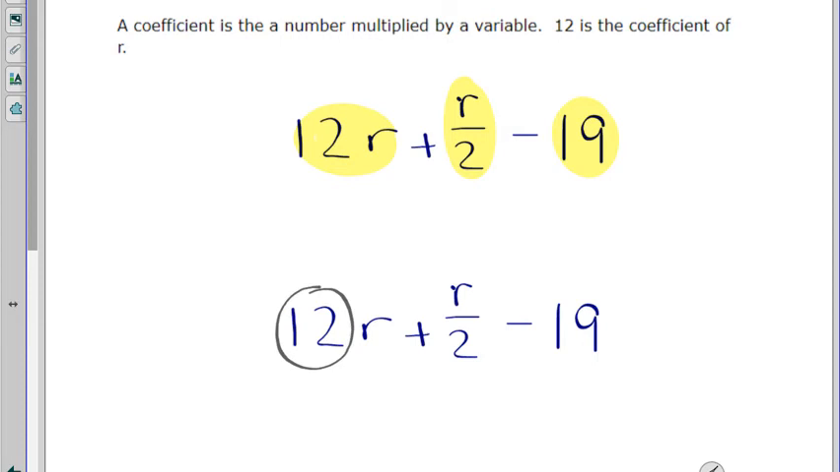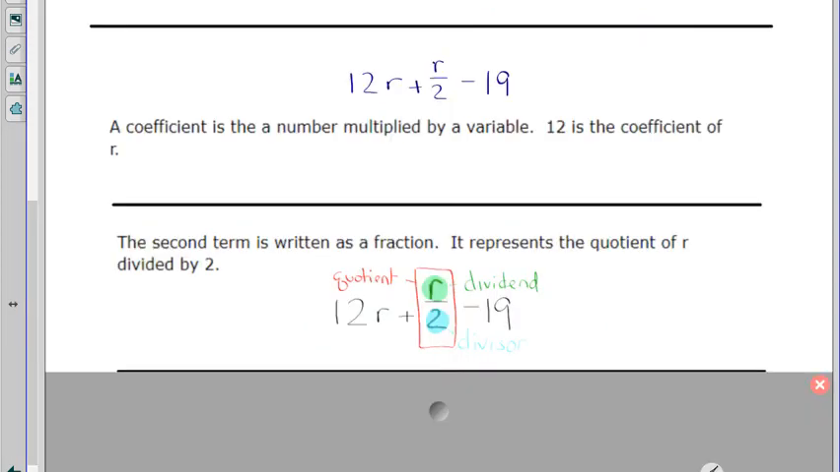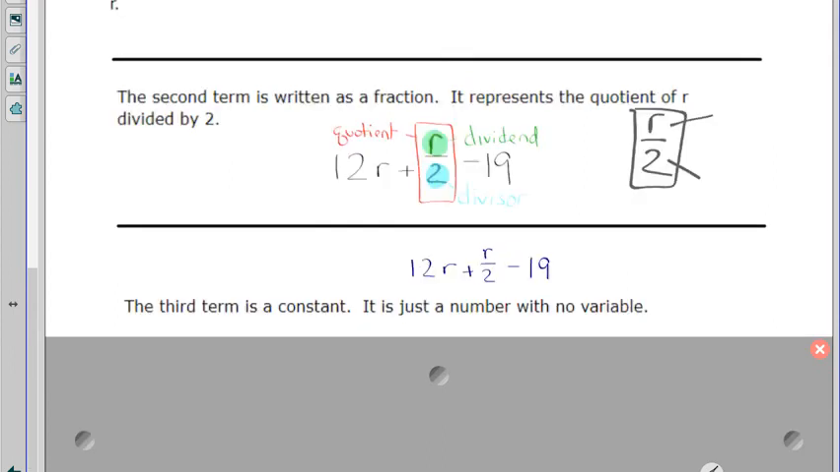Now the second term is a little more complicated. I have r over 2, and that is a division problem, really, right? R halves is just r divided by 2. The whole thing, the answer to that is a quotient, and it's made up of a dividend divided by a divisor. Now the last term, that's another thing we need to have the name of, and that right there is called a constant. It doesn't have any variables in that term, so it's called a constant, just a number. It's constantly 19, never changes, always 19.